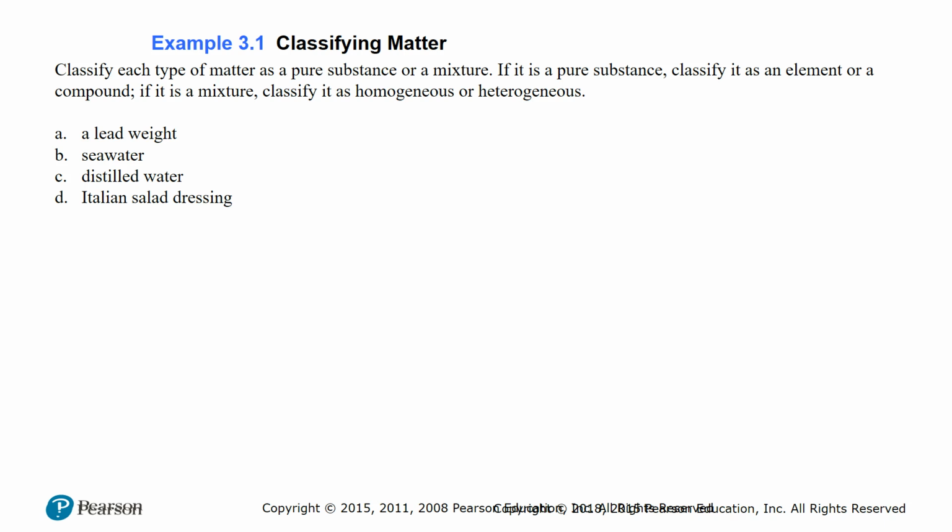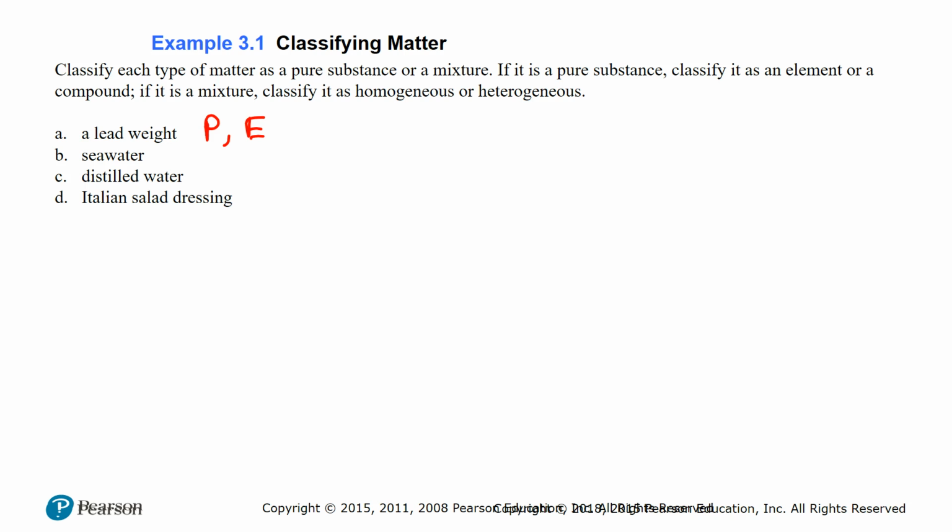So a lead weight. All right. It's pure. So that means lead. So they use the term lead. So that means that it's going to be the element symbol Pb off the periodic table. All right. Now, lead is only Pb. So this one's going to be considered to be an element.